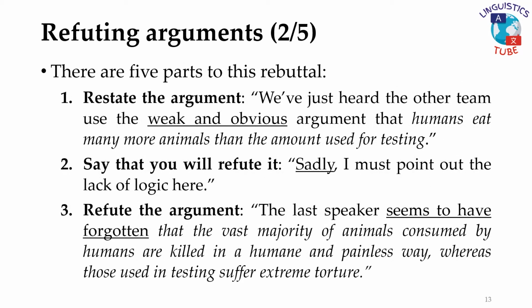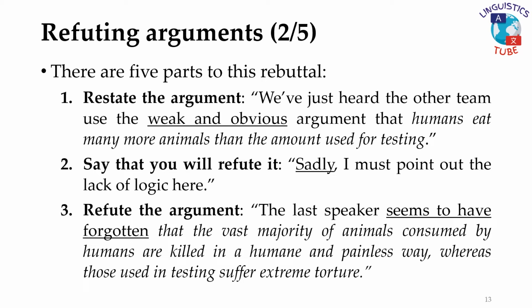Let's analyze this rebuttal in detail. We can identify 5 parts. Firstly, the speaker repeats or restates the argument that he or she is about to refute. We've just heard the other team use the weak and obvious argument that humans eat many more animals than the amount used for testing.